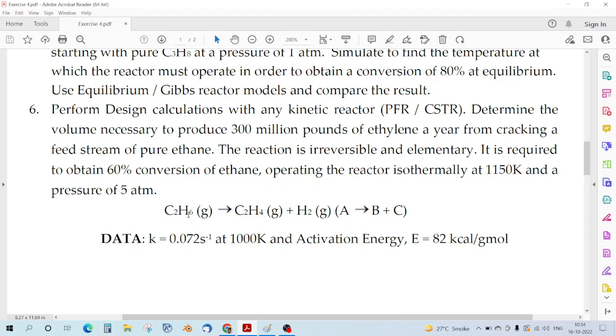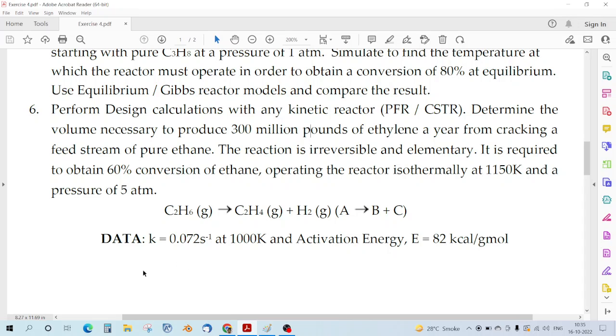So basically it contains the dehydrogenation of ethane, and we need 60% conversion of ethane and need to find out the volume. So we need to take any reactor, PFR or CSTR, and determine the volume to produce 300 million pounds of ethylene, C2H4, a year. All the data is given. We just need to simulate this and find out how much volume would be required.